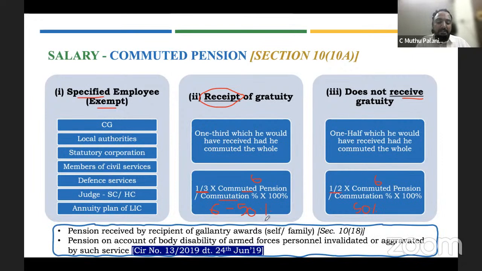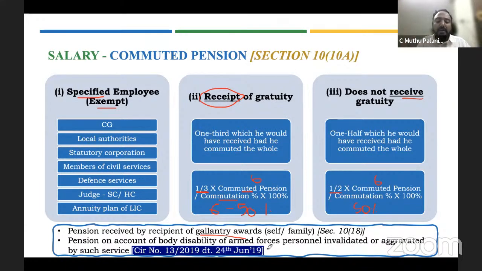Apart from this, other pension that is exempt is pension received by recipients of gallantry awards. So Param Vir Chakra, Padma Vibhushan, Padma Bhushan, all these gallantry awards. So winners of these, either the self or the family members. If the self is no more alive, in that case, whatever pension is received by the family member will be completely exempt. So section 10, clause 18 provides this.